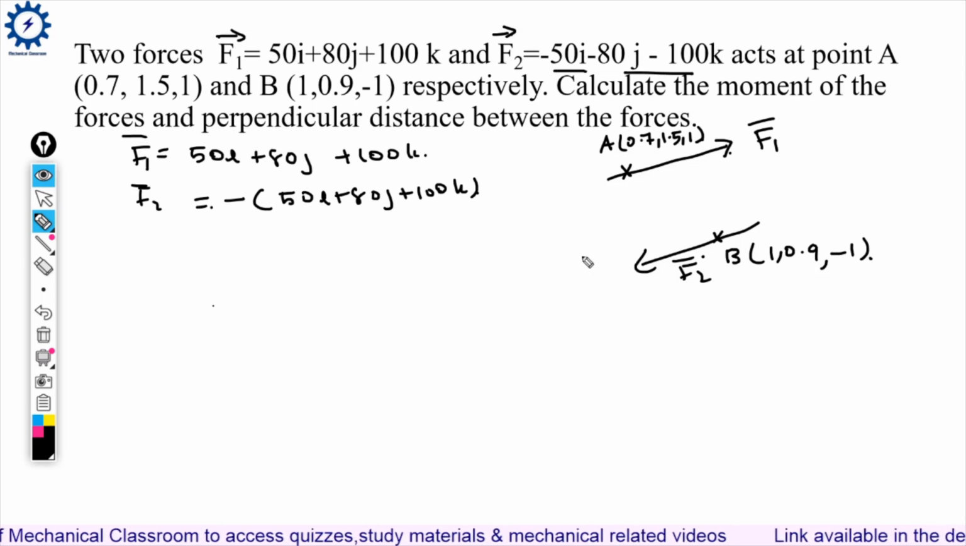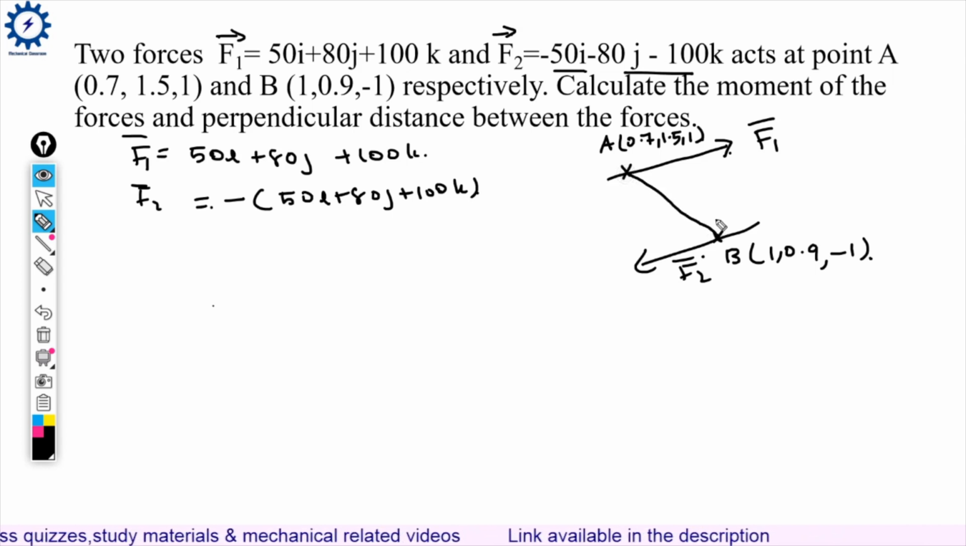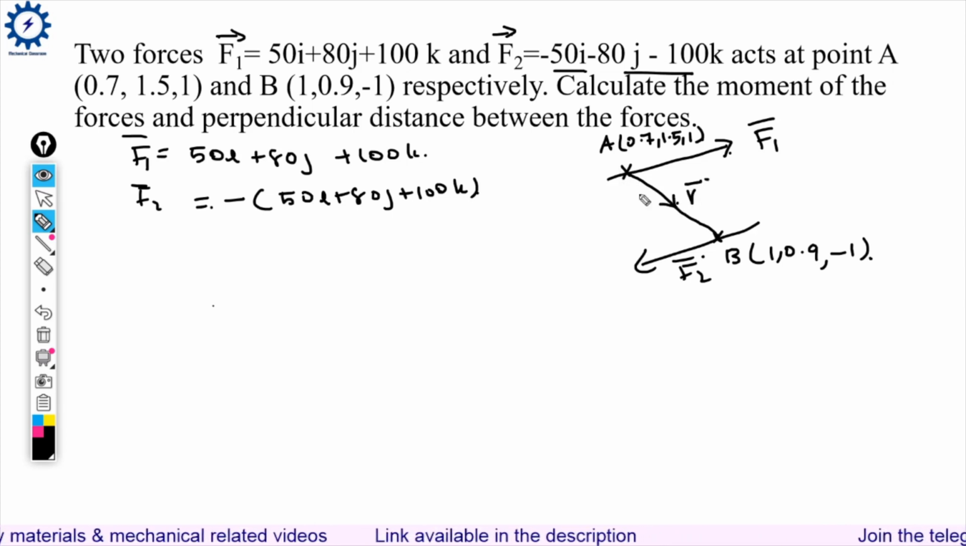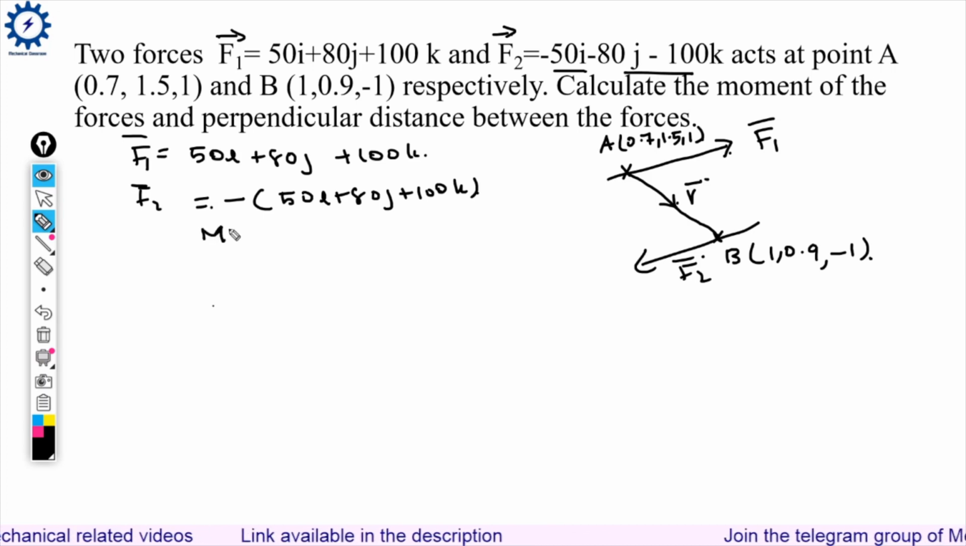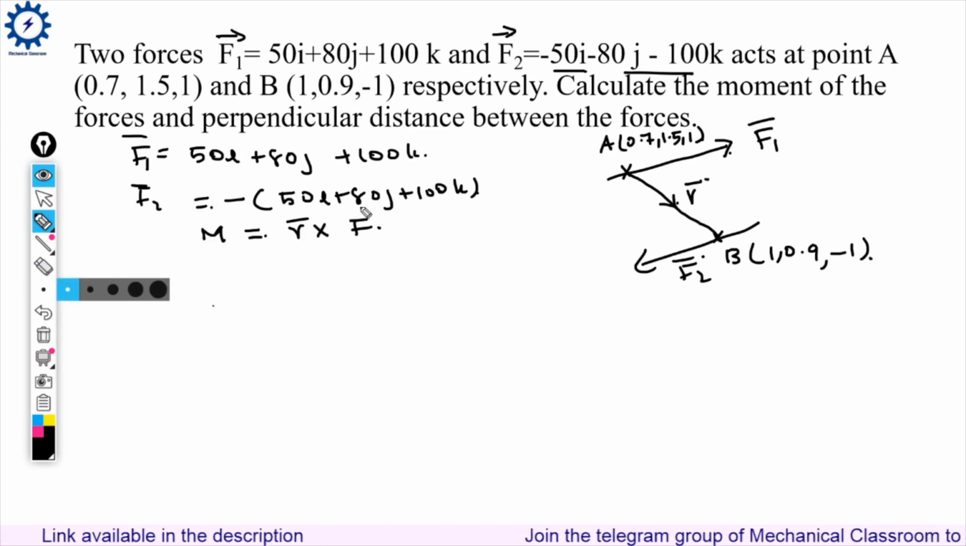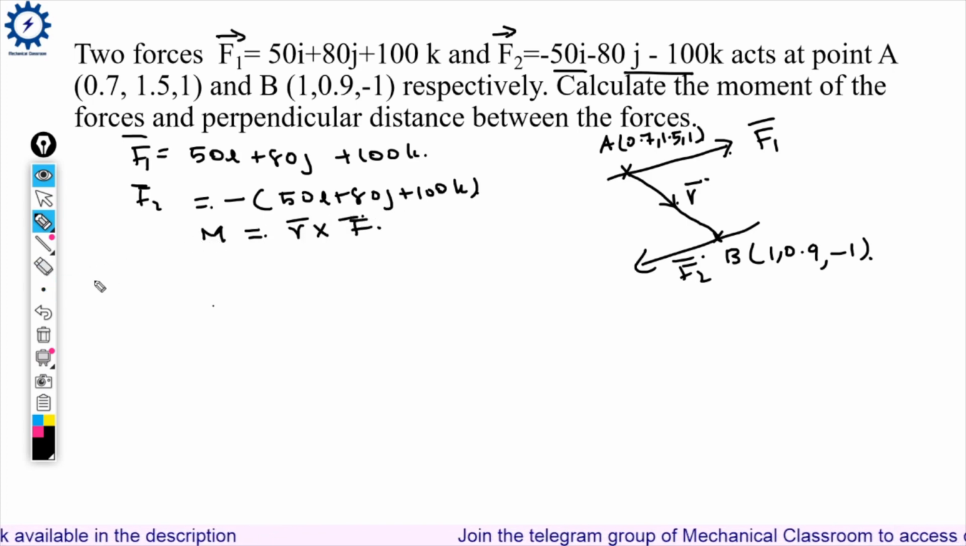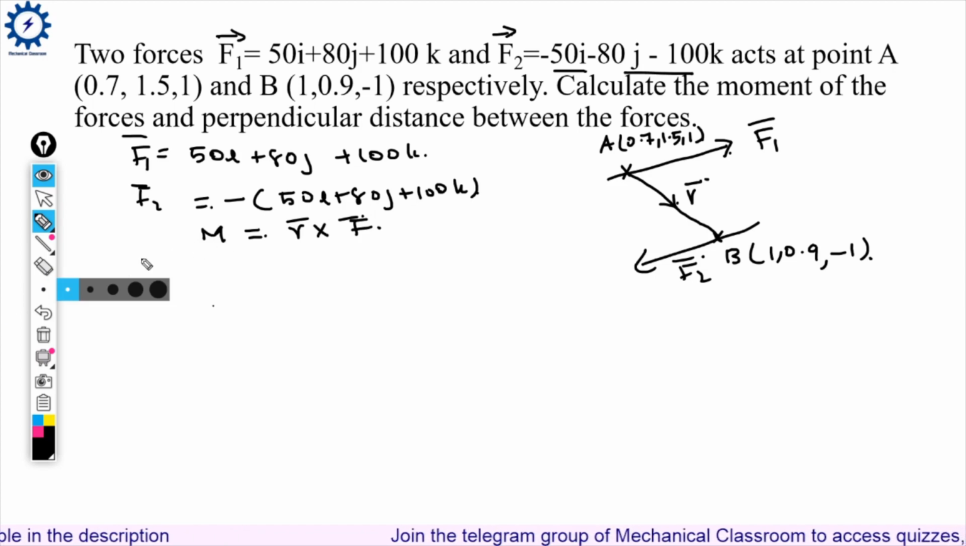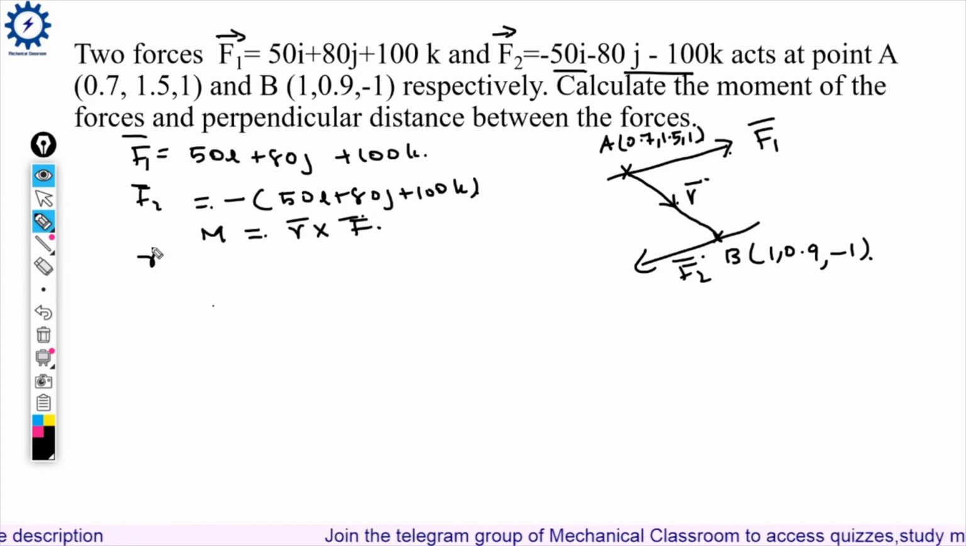Okay. Now what do we have to determine? We have to calculate the moment of force. So, we know if we can determine the position vector between these two forces, let that position vector be R bar. Okay, we can calculate the moment from the formula M equal to R cross F. Okay, now let's determine the position vector R bar first.